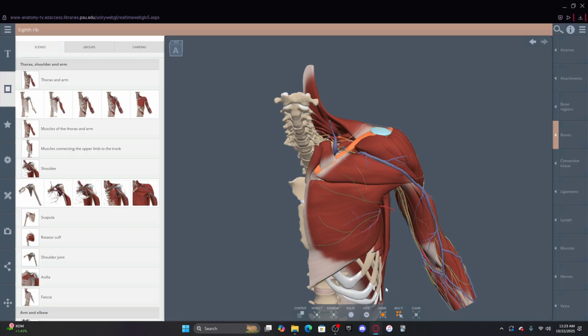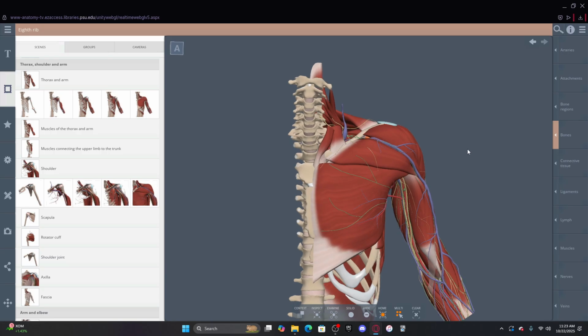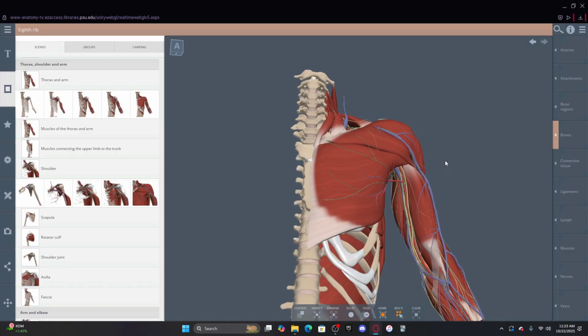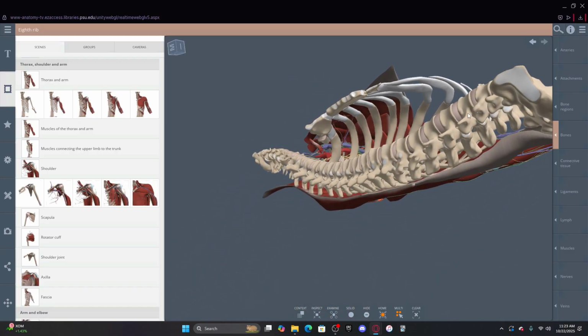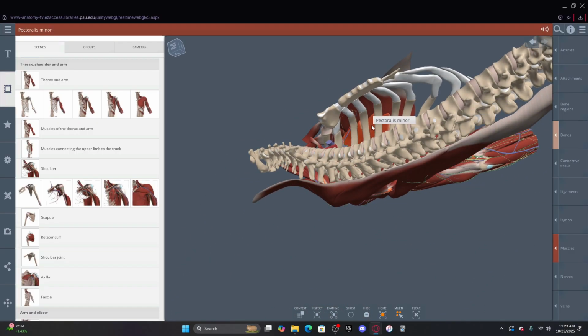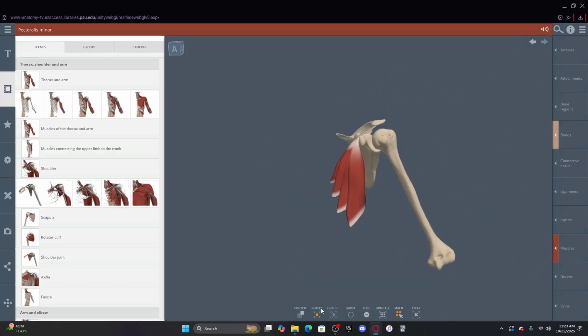This muscle is responsible for adducting, flexing, medially rotating the glenohumeral joint, and it's innervated by the lateral pectoral nerve and the medial pectoral nerve. Unlike pectoralis minor, which is only innervated by the medial pectoral nerve. So the medial pectoral nerve innervates pec major and pec minor. The lateral pectoral nerve only innervates pectoralis major. So now I'm going to press pectoralis major there.